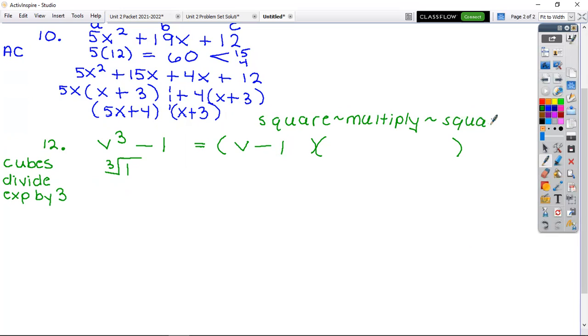I think that's easier than memorizing a formula. So I take this first one and I square it to get v squared. I'm going to switch my sign to plus. I multiply the two together. So v times 1 is just plain v. And then I square the last. So 1 squared is 1. How's that type? If you need more of those are new day 2 notes.